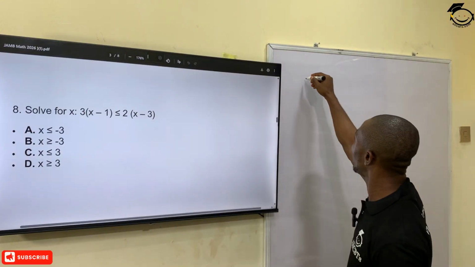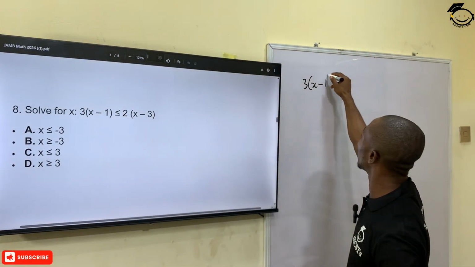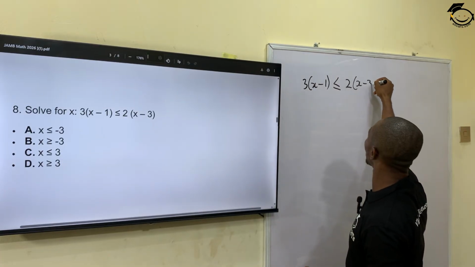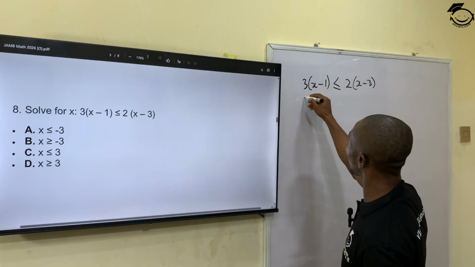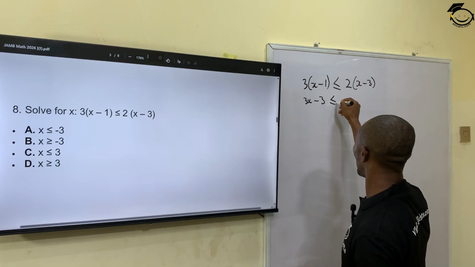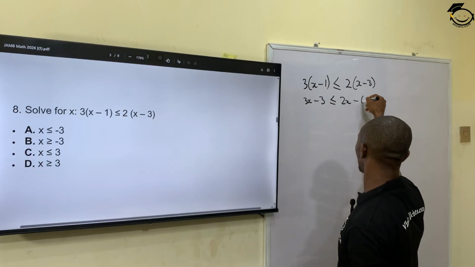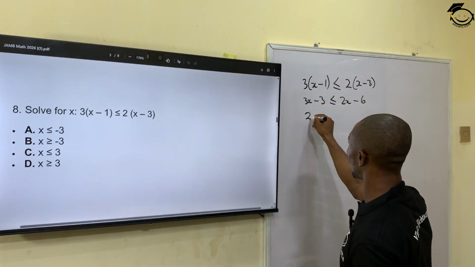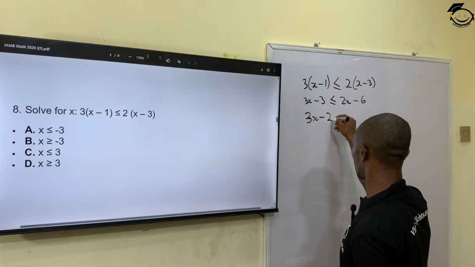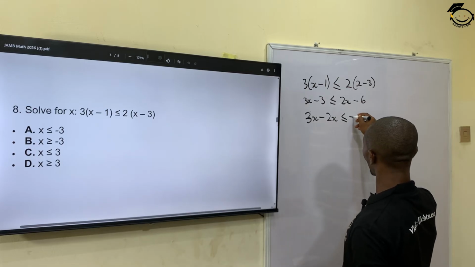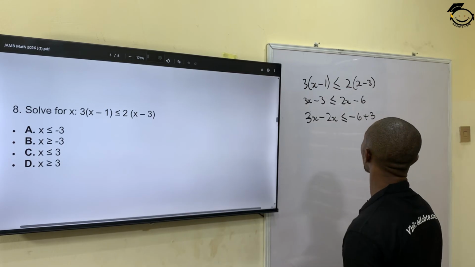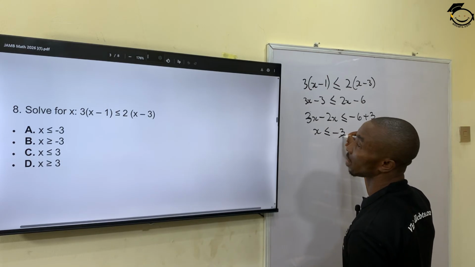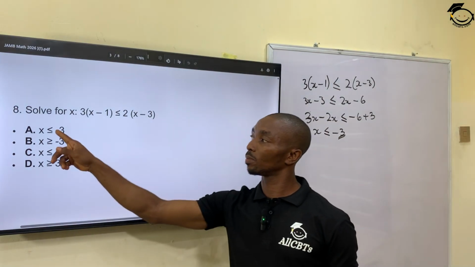Solve for x in 3 brackets x minus 1 less than or equals 2 brackets x minus 3. Now we'll expand this bracket. This becomes 3x minus 3 less than or equals 2x minus 6. Now collecting like terms, this will become 3x minus 2x less than or equals minus 6 plus 3. So this will give us x is less than or equals minus 3, which is option A.